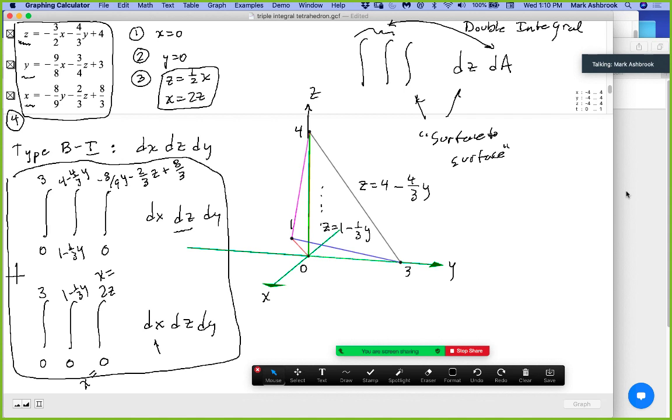Okay, I want to go on and do a different example now. Any more questions about the tetrahedron?